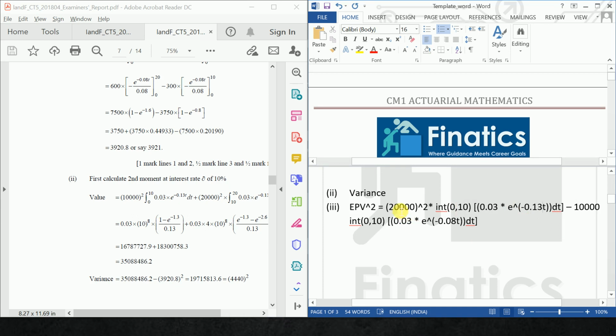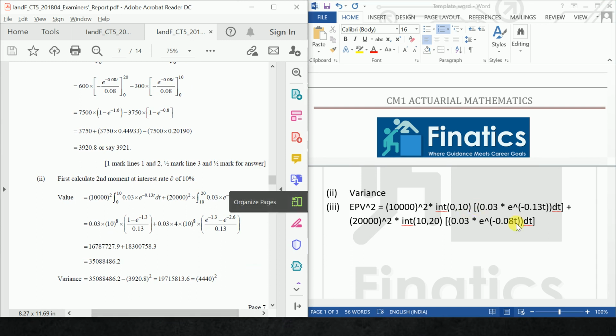So this is 10,000 square, and this is plus 20,000 square into integration of, where 0 to 10 here becomes 10 to 20, and 0.03 into e to the power minus 0.13t dt. So once you make these changes.